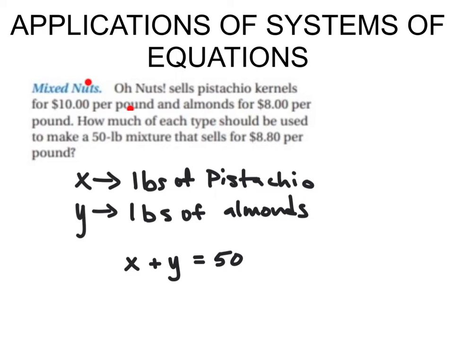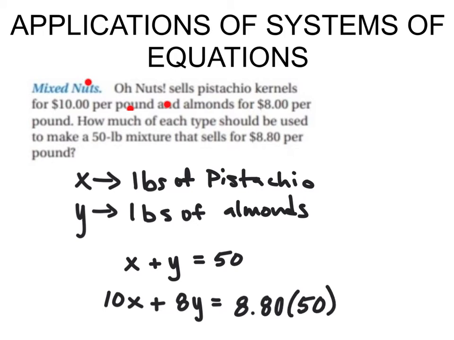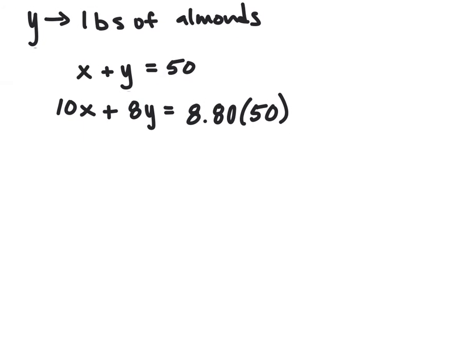Now what we have to do is figure out using the money. And this is where it gets tricky because we're dealing with a mixture problem. So from here, we have $10 per pound of pistachios plus $8 times the pounds of almonds. Now, this will make an $8.80 bag of 50 pounds of nuts. This is the crucial part. This is what's weird about that mixture: once we have that mixture of 50 pounds, it needs to cost $8.80.